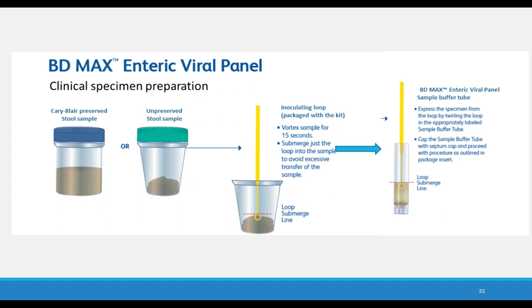The stool preparation and testing is much like all of the other assays that are performed on the MAX. You use either the Carey-Blair or unpreserved stool specimen. With an inoculation loop, you will inoculate the sample buffer tube, and it will be vortexed and then loaded onto the MAX. I've not had the pleasure of doing this assay yet. We're currently getting prepared to start testing and doing our verification and runs and such for the viral panel, and we're very much looking forward to being able to also offer this in our laboratory.